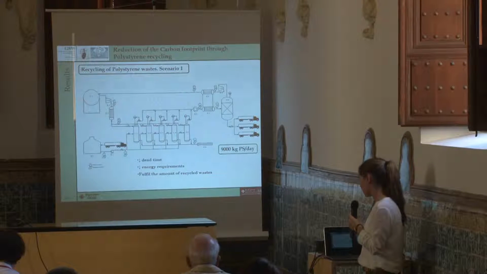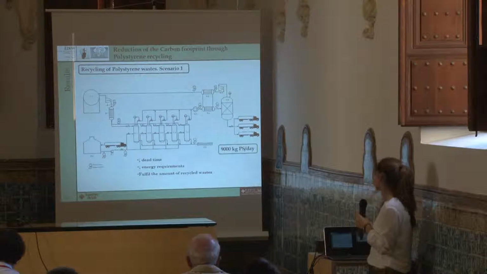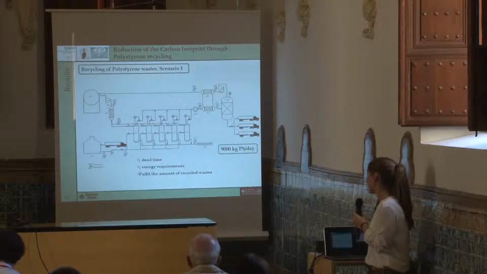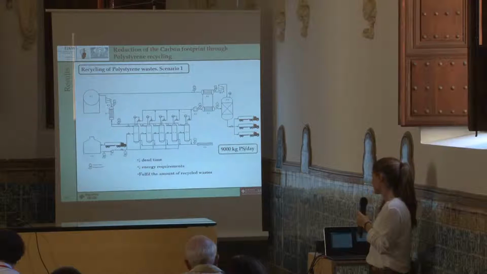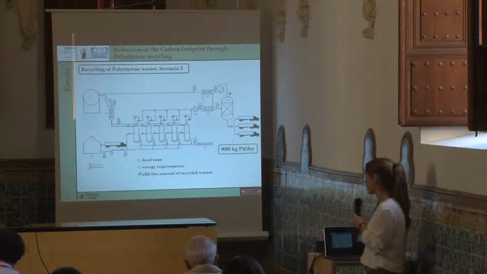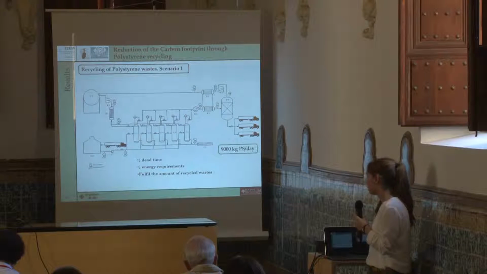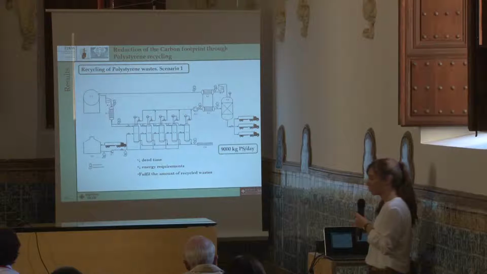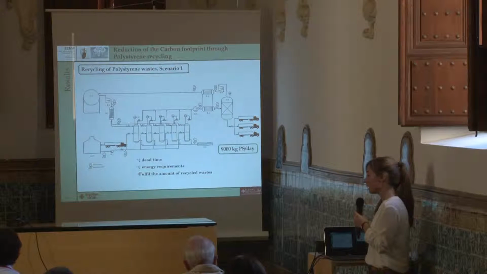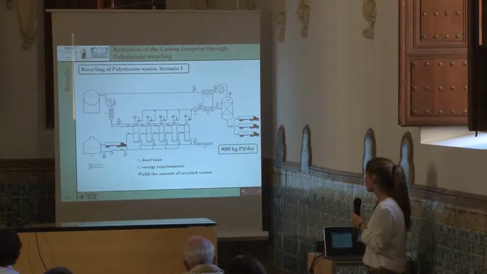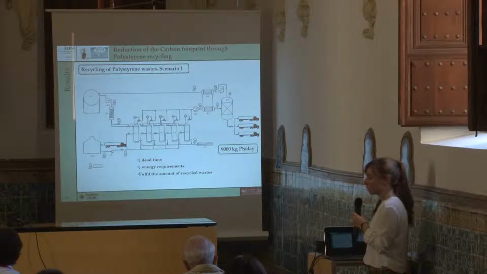of polystyrene wastes. Next, the solution is fed together with the CO2 to 5 different foaming vessels. 5 vessels are required in order to decrease the dead time and the energy requirements, and also to handle the amount of recycled wastes. Once the polymer has been foamed, limonene and CO2 could be recovered to the process in order to determine the economical benefit.